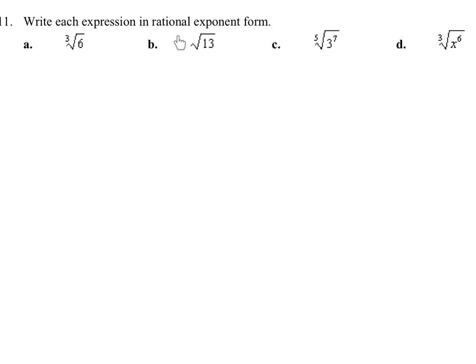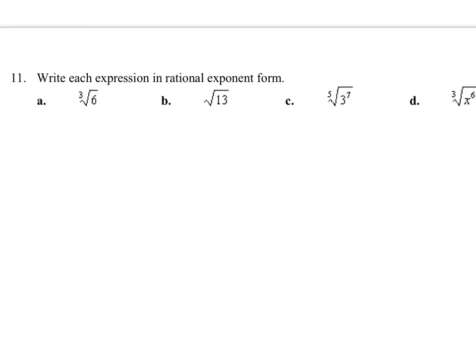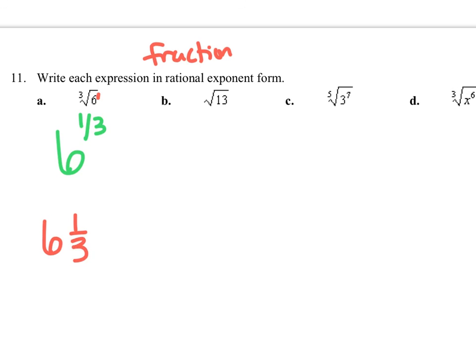Write each expression in rational exponent form. Rational just means that it's going to be a fraction. So don't let that word bog you down. It just means that your exponent is going to be a fraction. So right here, this has a power of 1. That's going to be my numerator. And then my denominator is going to be the index. So numerator, denominator, and this number is your base. So this would be 6 raised to the 1/3, which is not the same thing as 6 times 1/3, which is just basically 2. Not the same thing. This is 6 raised to the 1/3.